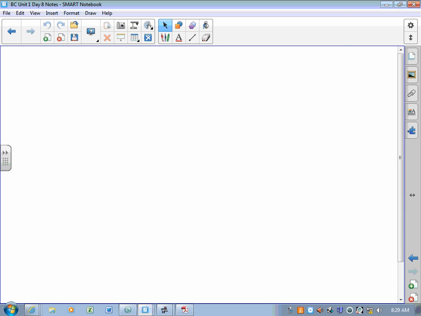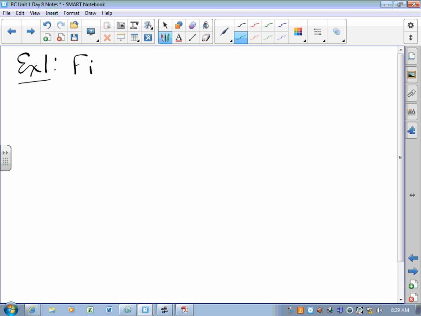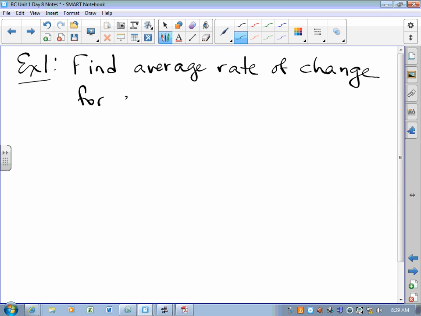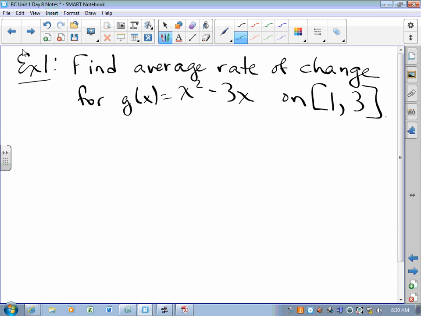On today's show, I want to remind us of a couple of things. First, I want to find the average rate of change, to make sure we remember what that is, for g of x equals x squared minus 3x on the closed interval [1, 3]. And if we're going to find average rate of change, it has to be on a closed interval. That's the only way to get the job done.